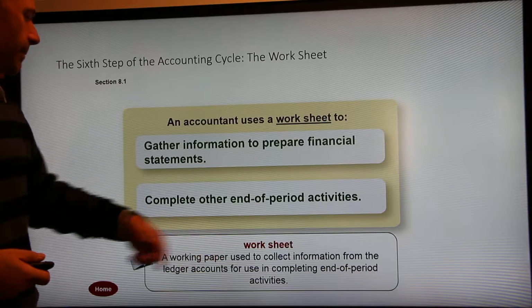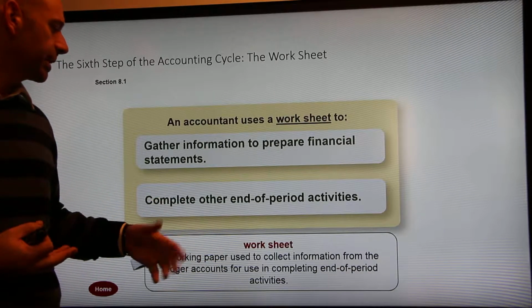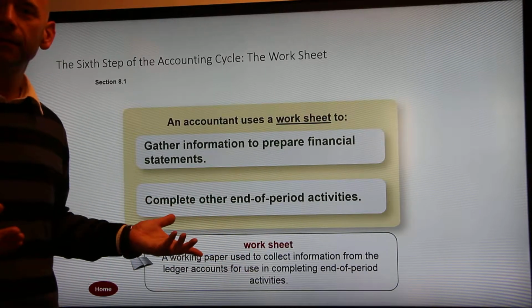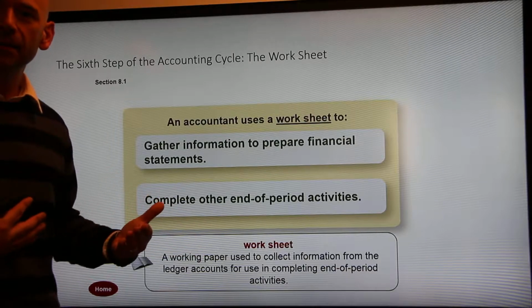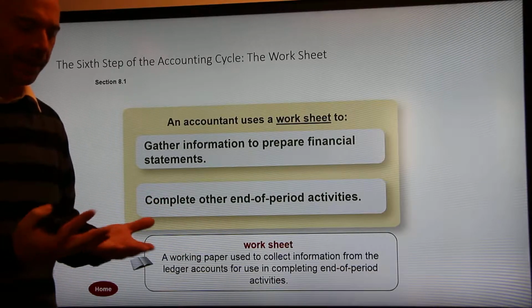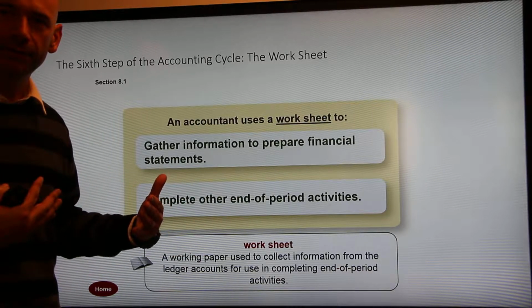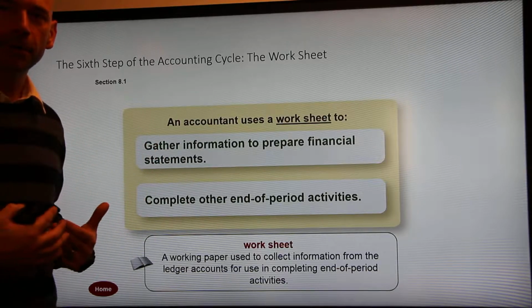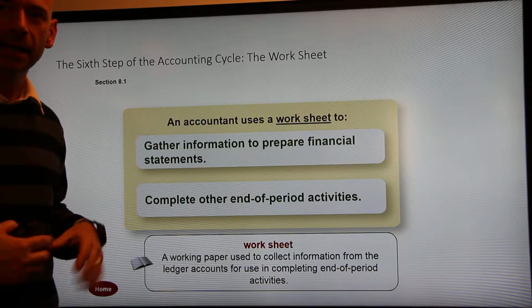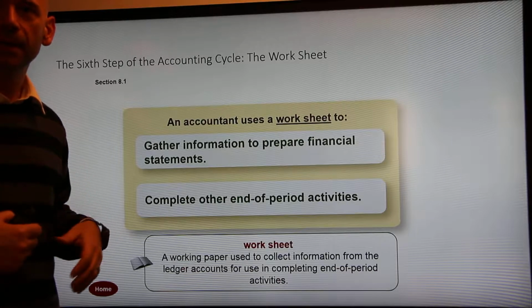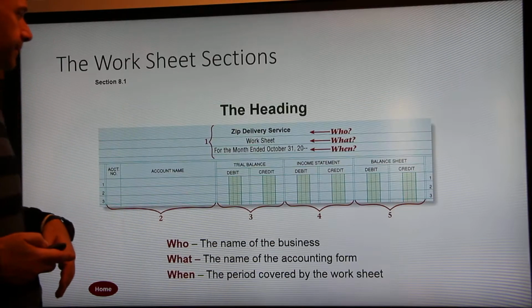The worksheet is a working paper used to collect information from the ledger accounts used in completing the end of period activities. Okay? At the end of the period, you want to look at a financial statement or something that's going to summarize all of the information. And to do that, we have to prepare all the numbers, all the things that took place that affected our accounts, that made them either increase or decrease.